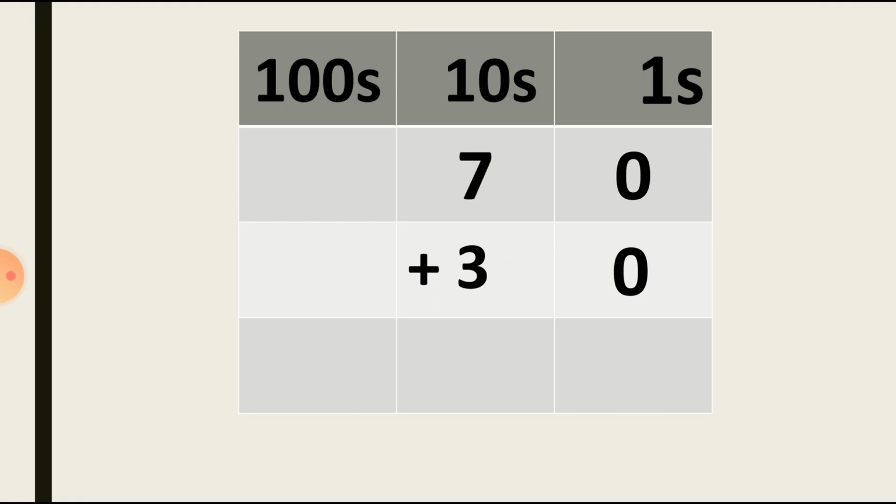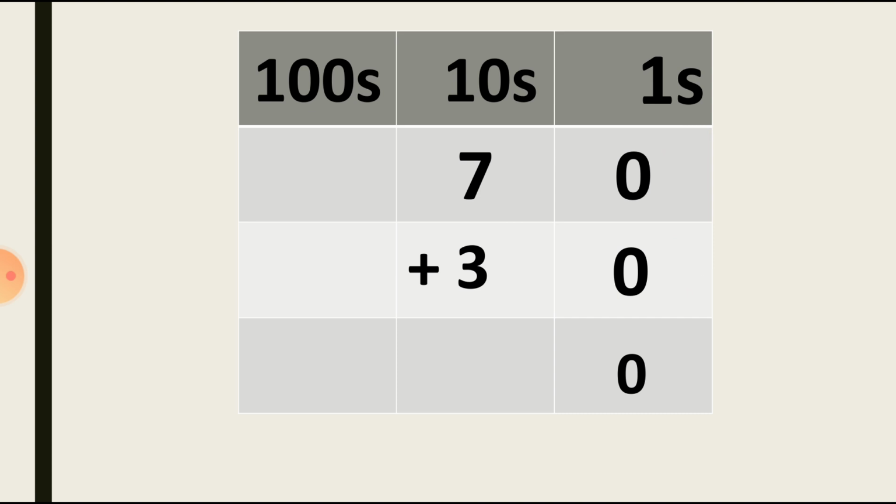Here is the ones column, which is 0 plus 0. So students, 0 plus 0 is equal to 0. So we can write down 0 under the ones column. Then let's move to the tens column. Now students, 7 plus 3 at the tens column. So 7 plus 3 is equal to 10.